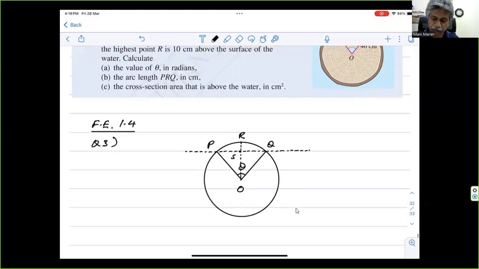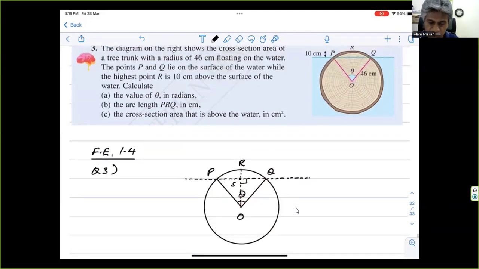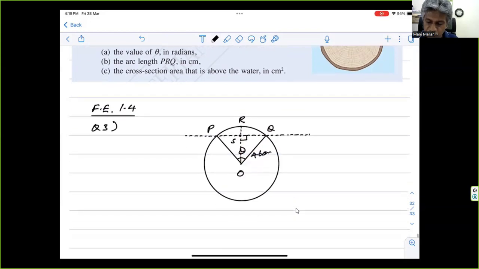So we are going to find angle theta using this triangle. You'll notice that because the surface of the water represented by PQ and OR are perpendicular to each other, this angle must be 90 degrees. So I'm going to draw this triangle outside so you can clearly see how to find the angle theta. You're also given this is 46 cm, so we write here 46 cm. So this is a right angle triangle.